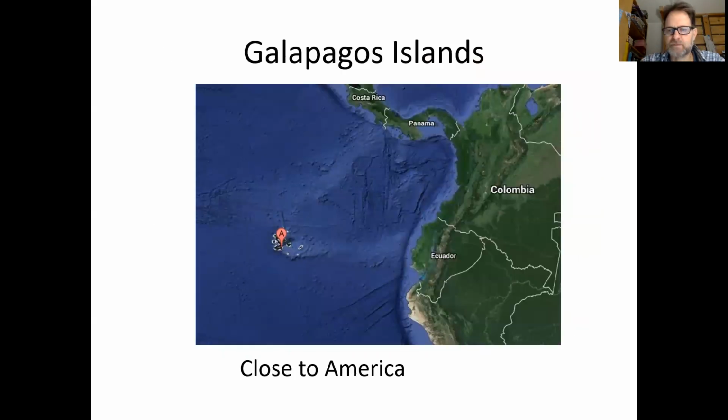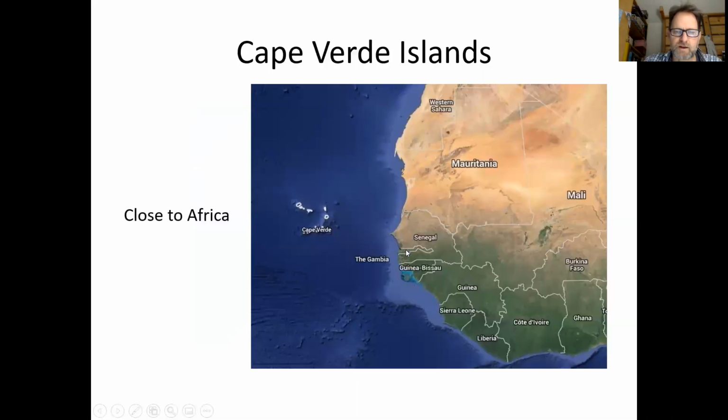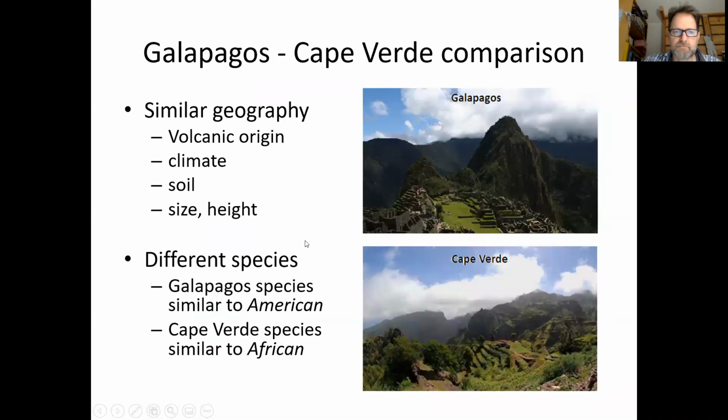And you kind of saw this argument in problem set 3, so I won't labor it too much, but here we have the Galapagos Islands, which as you see are off the coast of Ecuador and so on, but quite far, a few hundred kilometers away. And similarly to the west of West Africa, you have the Cape Verde Islands. As shown in these pictures, you can see that the islands themselves are pretty similar. They're volcanic, they're quite mountainous, and they have similar climate, similar soil, and so on.